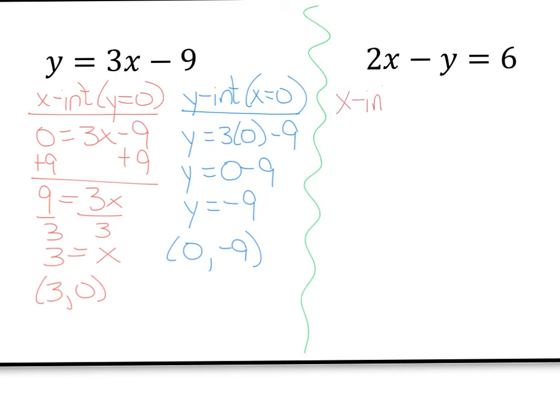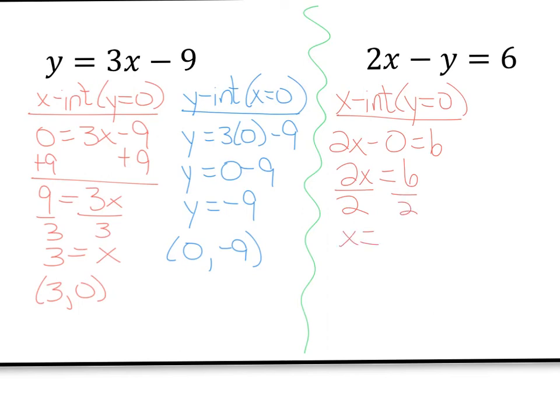The x-intercept, remember, the y-coordinate is 0 on anything on the x-axis. So we're going to plug in 0 for y, and we're going to solve for x. So I get x is 3. So the x-intercept of this line is the point (3, 0). Happens to be the same as this other one.